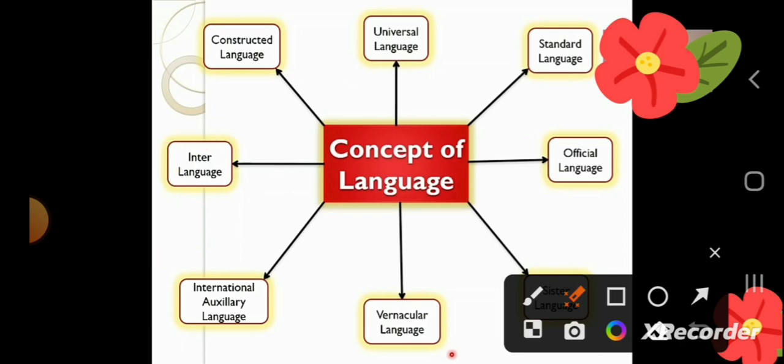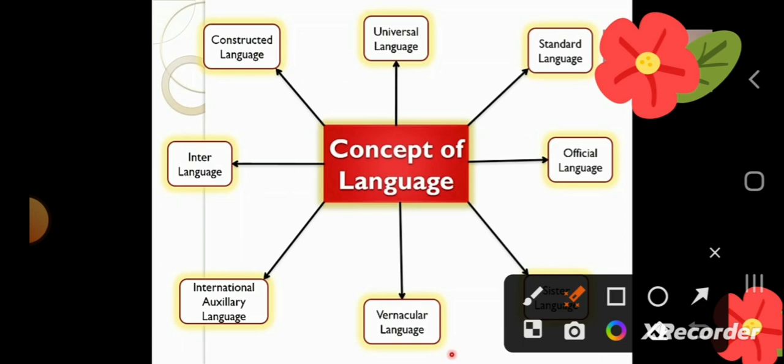Interlanguage. The evolving linguistic system used by language learners as they progress from their native language to the target language. It reflects an intermediate stage of language development where learners apply rules from both the native and target languages.